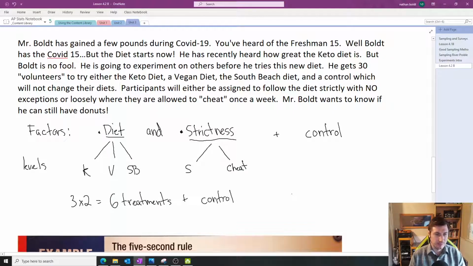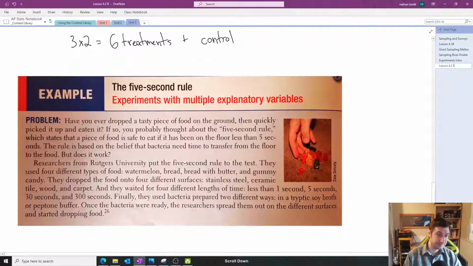Because people will get the keto diet, and some of them will have to be strict. Some of them will get the keto diet and they'll be allowed to cheat. So underneath the keto diet, there are two combinations. So 2, 4, 6 total treatments plus the control. That's kind of a simpler one. Let's move it up a notch from there.